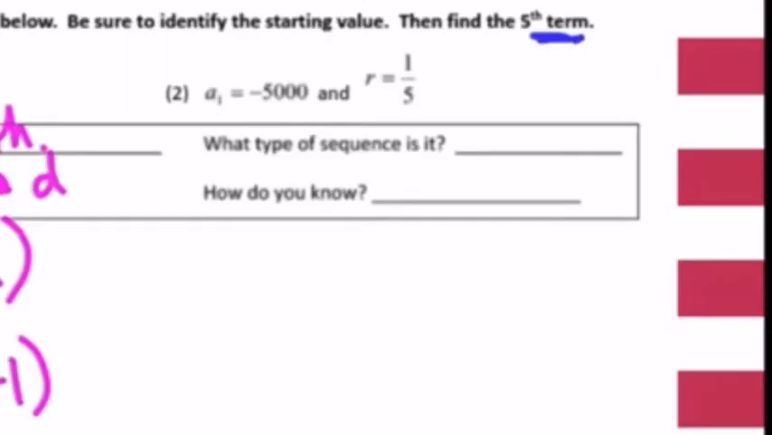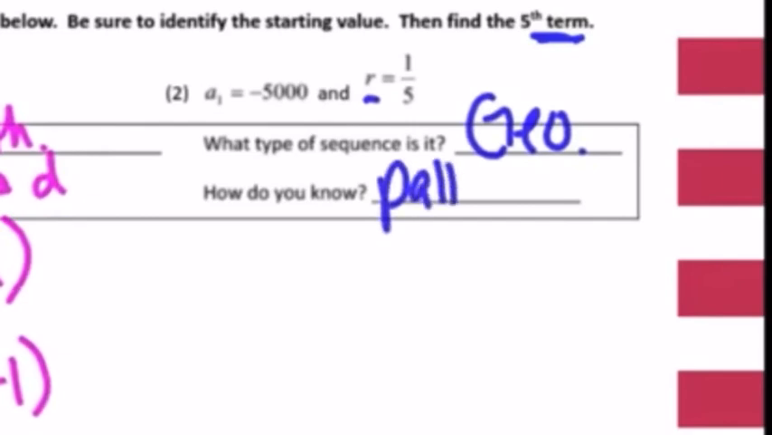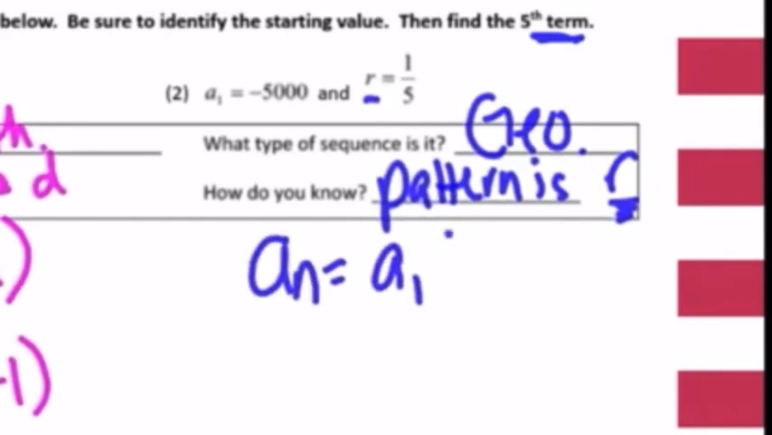In the one next to it, number 2 says a sub 1, my first number, is negative 5,000, and r is 1/5. So again, what type of sequence is it? Well, I know it's geometric, and it's geometric because the pattern for geometric is r. So if they give me r, it has to be geometric. Formula for geometric: a sub n equals a sub 1 times r raised to the n minus 1.